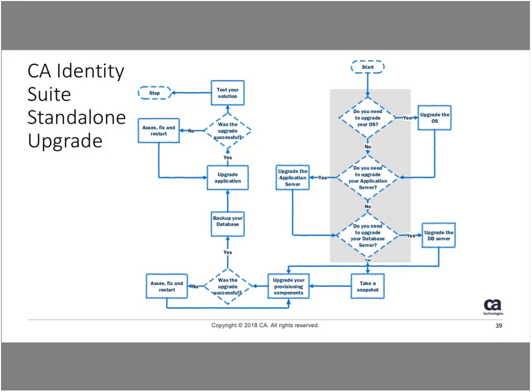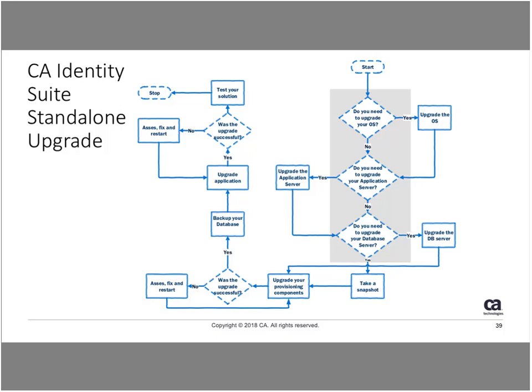So standalone, a little more complicated. You now have a little bit more infrastructure items that you need to take care of, if it's the operating system, the application server, the database. If you're running a very, very old version, a 12.6 branch, you're probably going to have to do a side-by-side upgrade where you set up everything new. You're going to have to install a brand new installation of the solution, and then do the data migration.